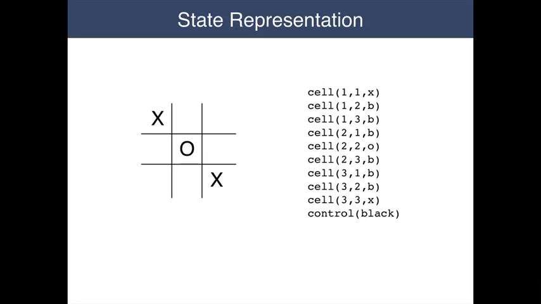The state of the game of tic-tac-toe is an arbitrary subset of the propositions. Propositions in a state are assumed to be true whenever the game is in that state, and all others are assumed to be false. For example, we can describe the tic-tac-toe state shown here on the left with a set of propositions shown on the right. Cell 1 contains an X, cell 2 contains an O, cell 3 contains an X, the other cells are all blank, and it's black's turn to play.